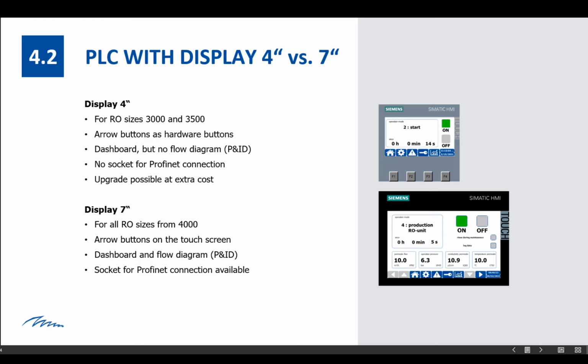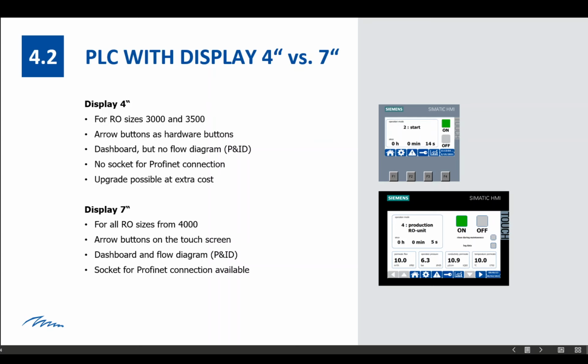So the 4-inch display that you see on top here are for sizes 3000 and 3500. We have arrow buttons as hardware buttons. We have a dashboard, but no flow diagram, PNID, and we have no socket for Profinet connection. The upgrade to the 7-inch version is possible, but at extra cost.